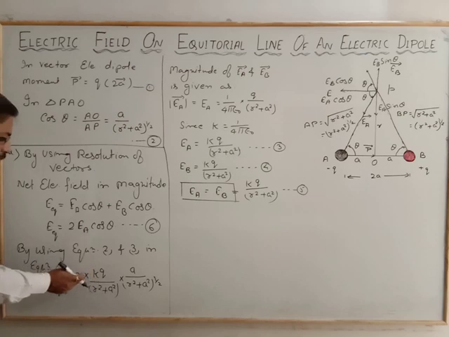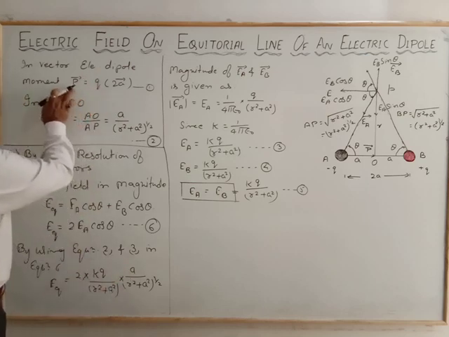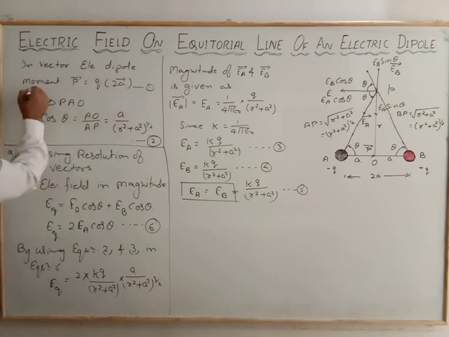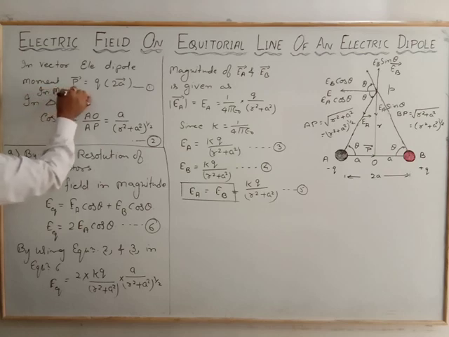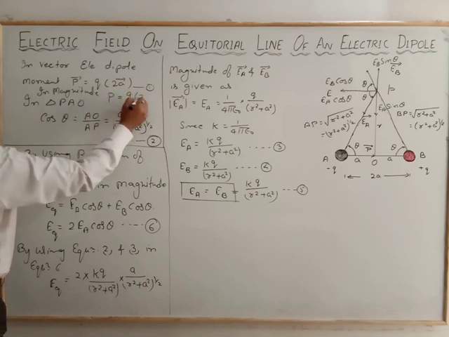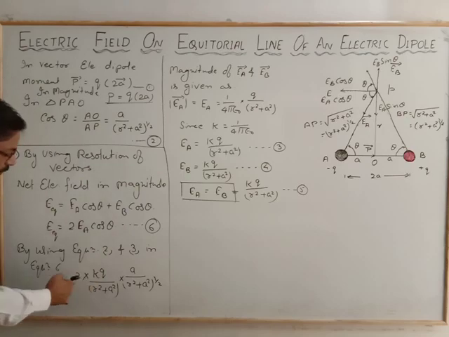Now we have 2KQ into A, and we have the relation of the dipole moment in vector, in magnitude, we will write P is equal to Q into 2A. So we will use P, that is Q into 2A, here.